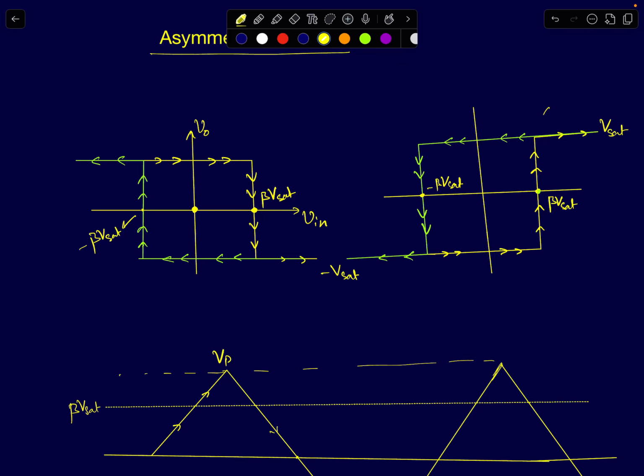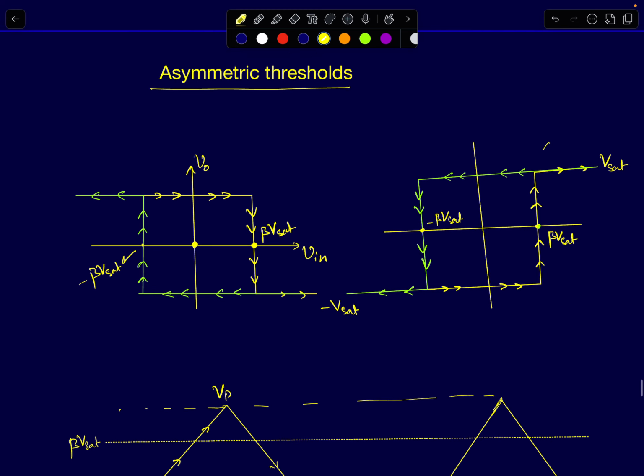Hi everyone. Previously, in this lecture series on Schmidt triggers, we looked at how to realize the Schmidt triggers at circuit level using op amps and resistors. Now, in this lecture, we will see how to realize Schmidt triggers with asymmetric transfer characteristics or asymmetric threshold voltages. Now, what do I mean by asymmetric thresholds?